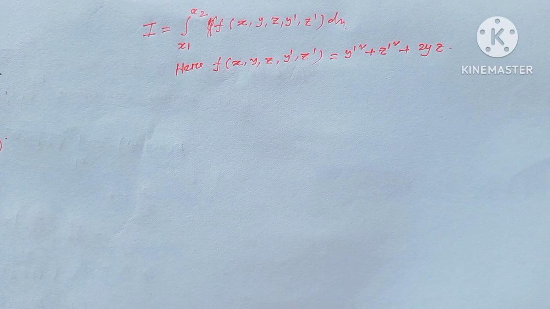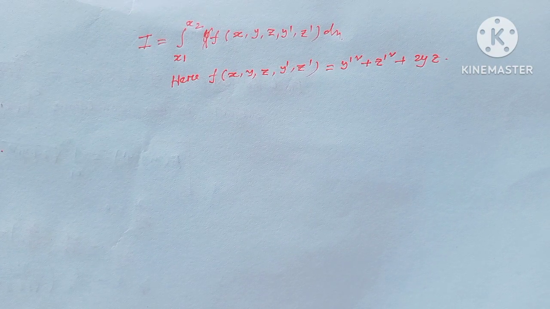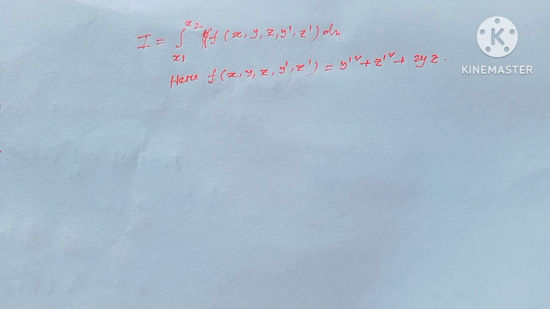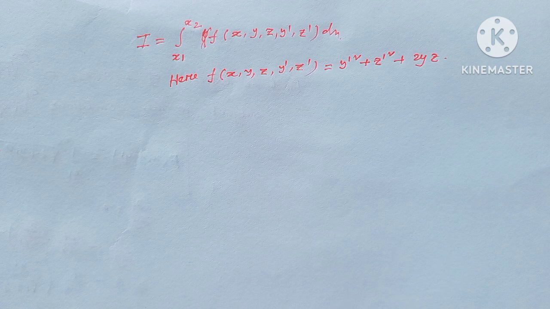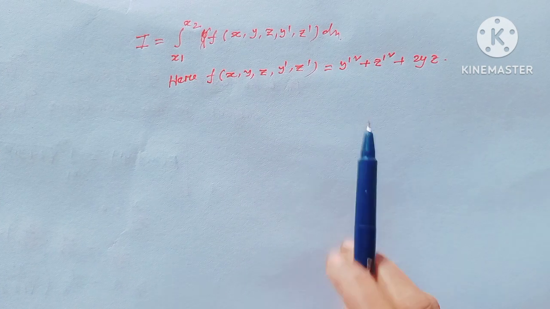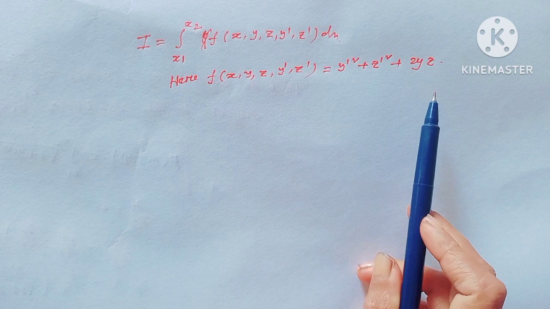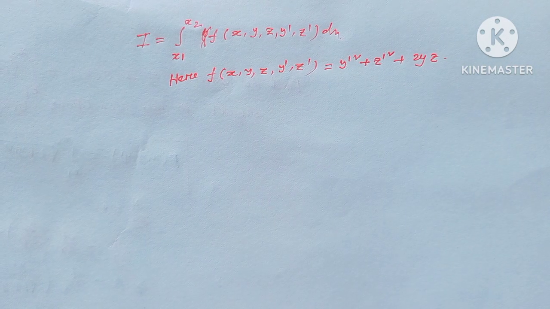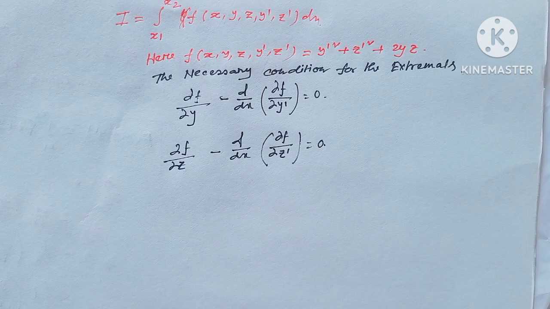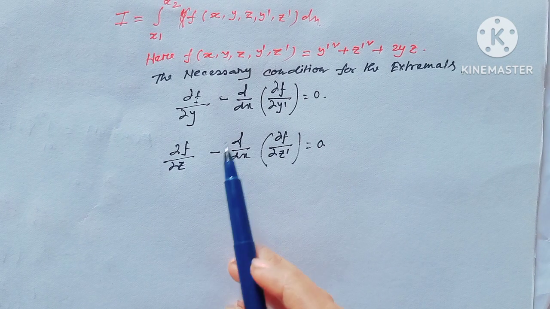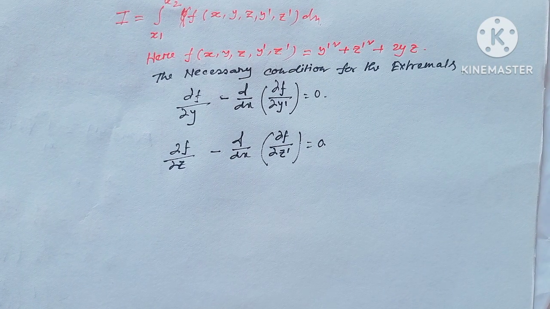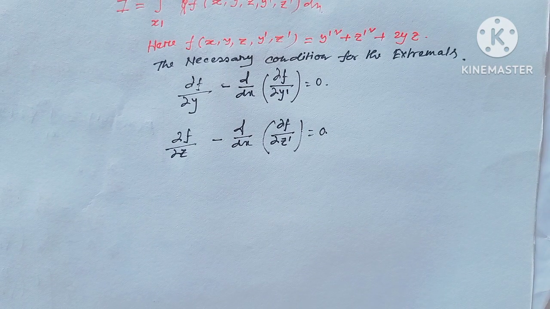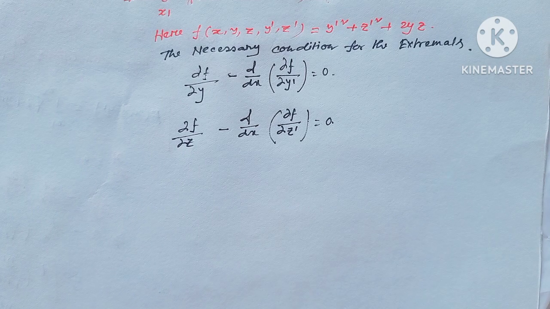Okay. Our next example: here the functional I equals the integration from x1 to x2 of f of x, y, z, y dash, z dash, containing this type of variables, which is equal to y dash squared plus z dash squared plus 2yz. That means here there is an extra variable. The necessary conditions for the extremal are del f by del y minus d/dx of del f by del y dash equal to 0, and del f by del z minus d/dx of del f by del z dash equal to 0.